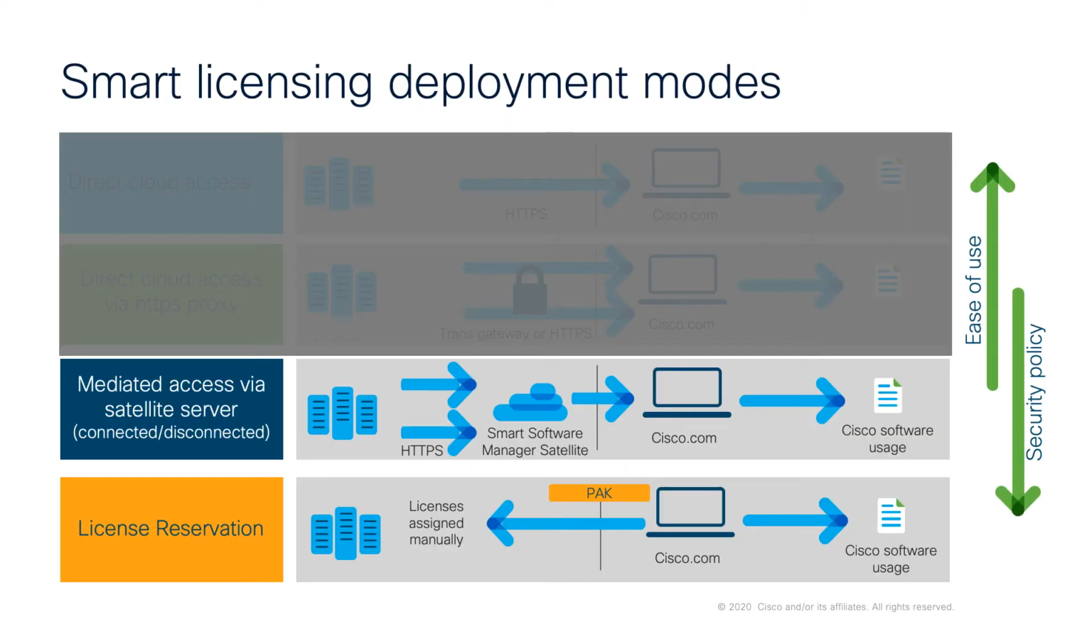So in the previous video, we covered the deployment modes that were focused more towards ease of use, so the direct cloud access or direct cloud via a proxy. In this one, we're going to talk about the more security-focused organizations that either need to require to have a mediated access via a satellite server or have a completely controlled or air-gapped network, in which case we have the options for license reservations.